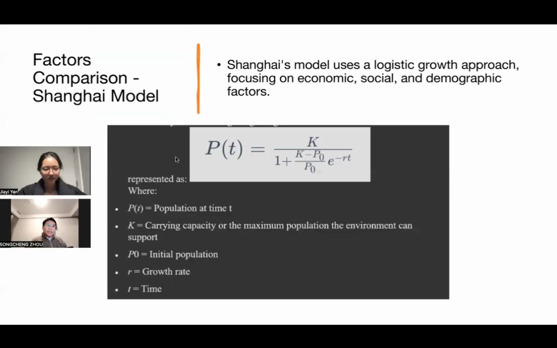First part is the factor comparison. The Shanghai model used a logistic growth model considering economic, social, and other factors. Key variables include population, carrying capacity, growth rate, and time. For its data analysis, it used data from 2002 to 2021.